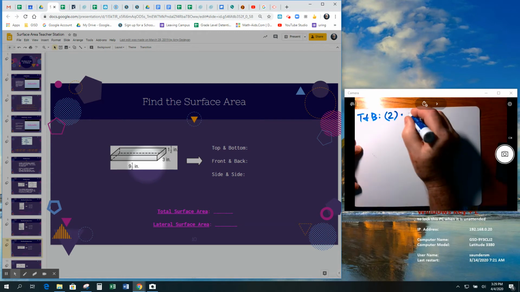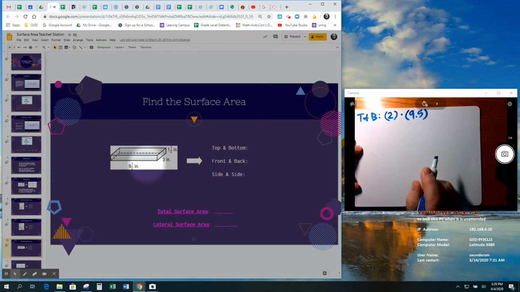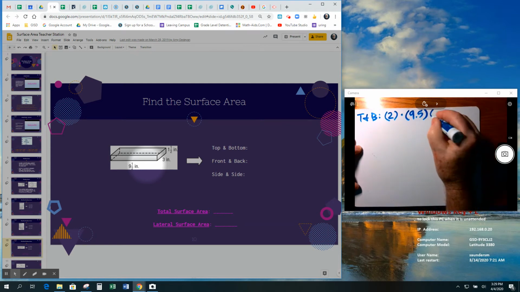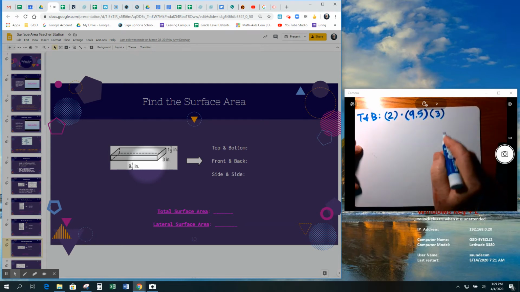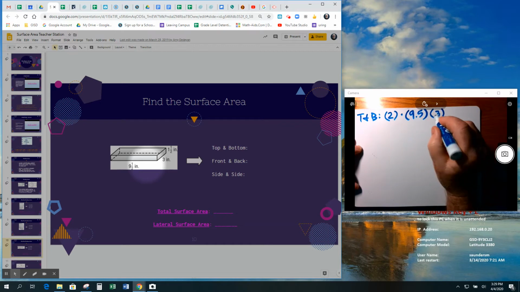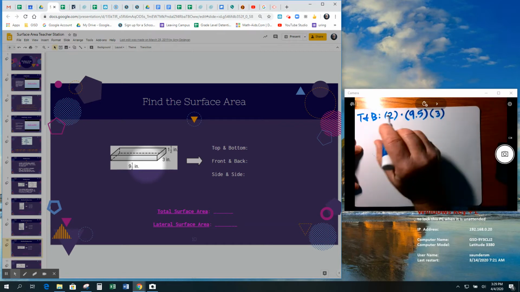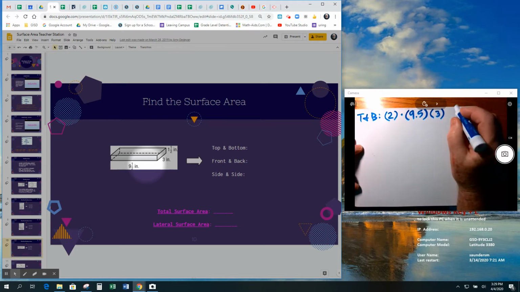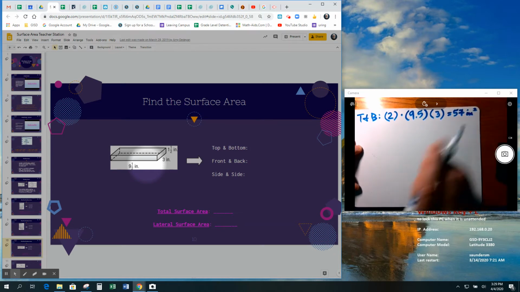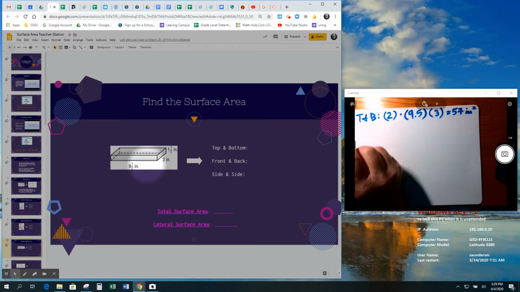9.5 times 3 inches. Okay, so 9.5 times 3 is 28.5, times 2 would be 57, and we have inches squared. 57 square inches.